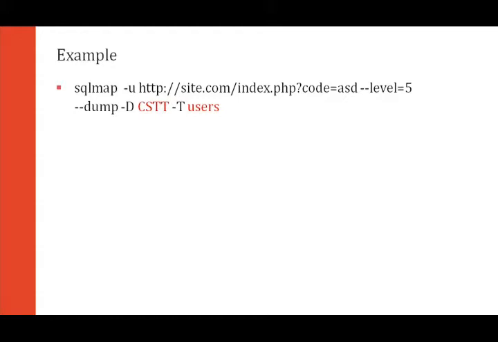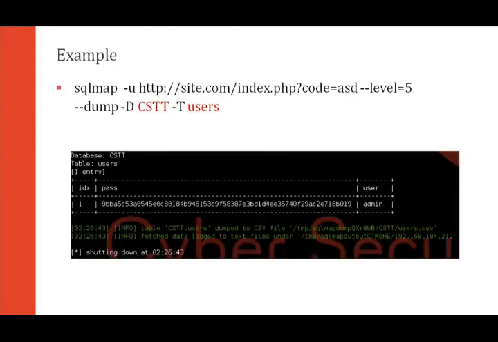Here's another example. You can say, okay, dump all the tables with this database CSTT. With -D you provide the database. With -T you provide the table, which is users, and then you can dump the contents of that specific table, as you can see here in the example.